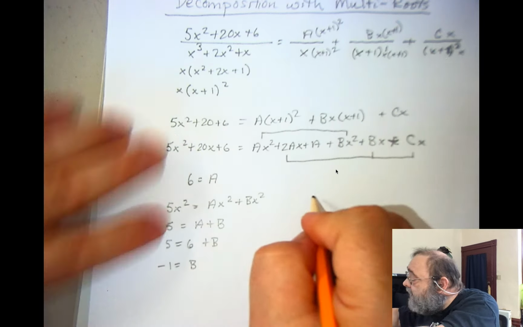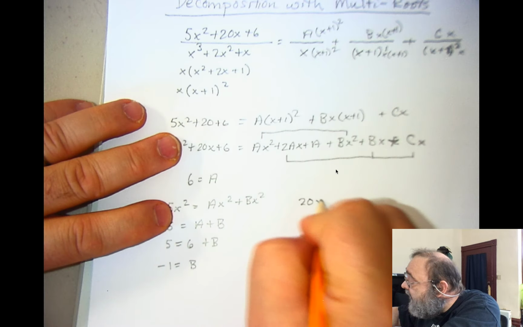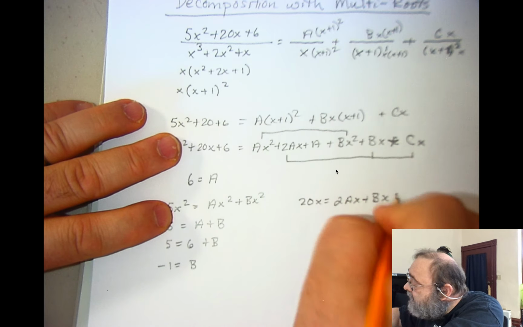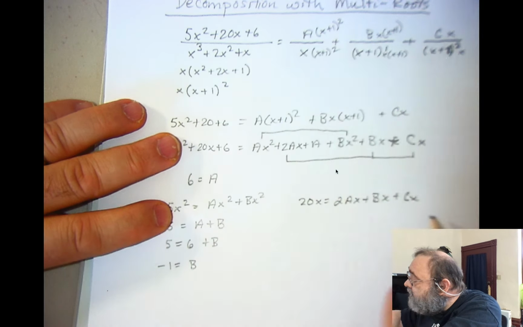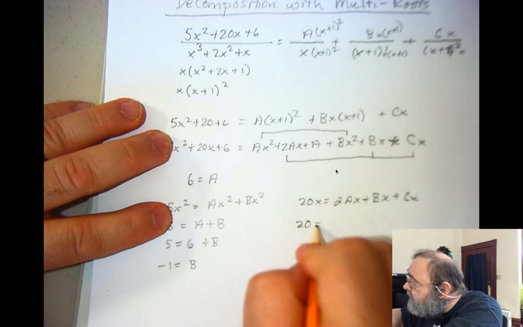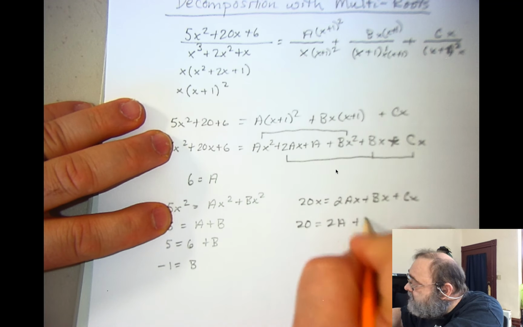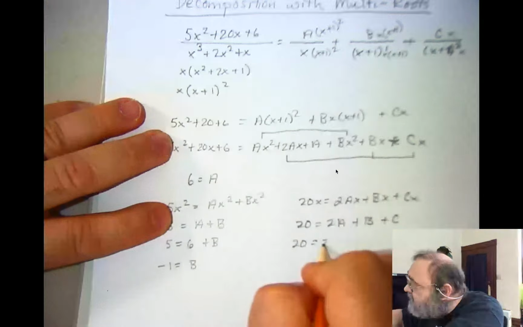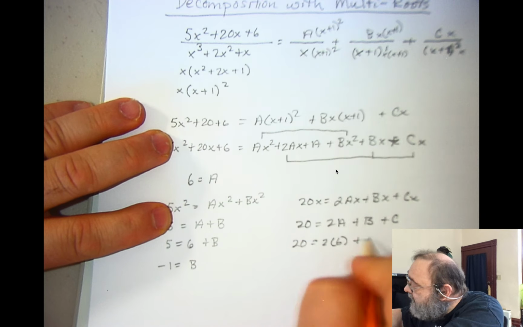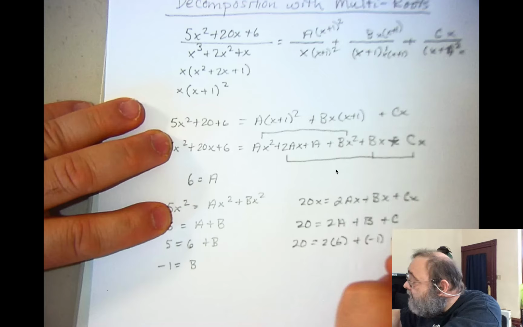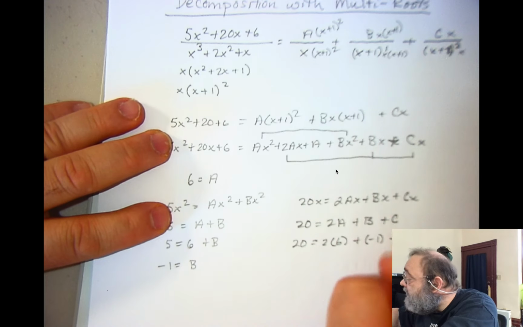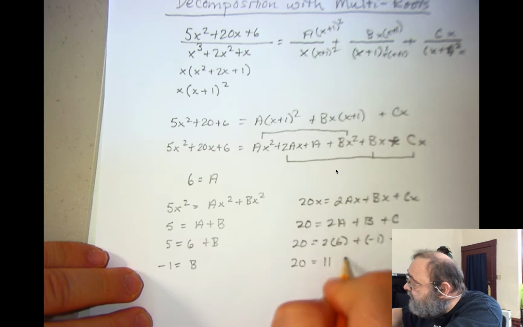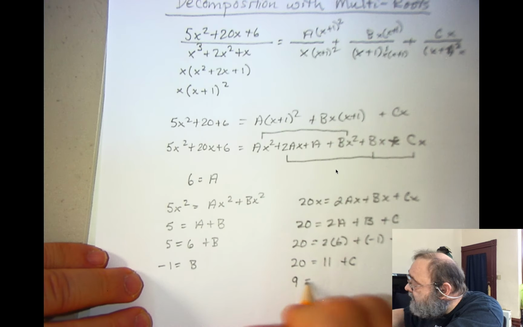Then I work with the linear terms, so 20x is equal to 2ax plus bx plus cx. Factoring out the x and dividing, 20 equals 2a plus b plus c. I already know that a is equal to 6, so 2 times 6, b is already the -1, so b plus -1, and then plus c. When I simplify, I end up getting 11 plus c, and 9 is equal to c.